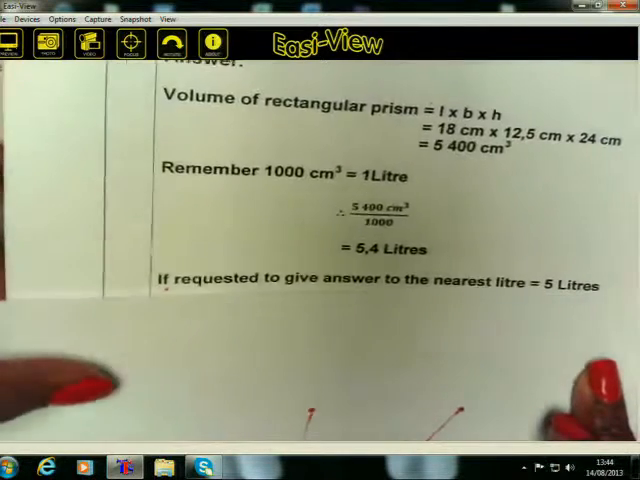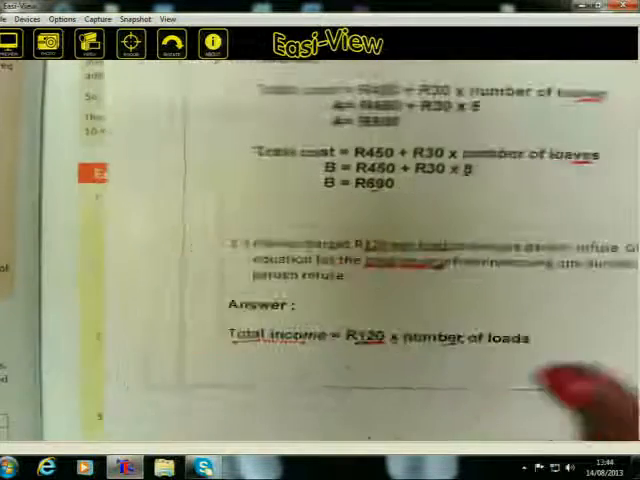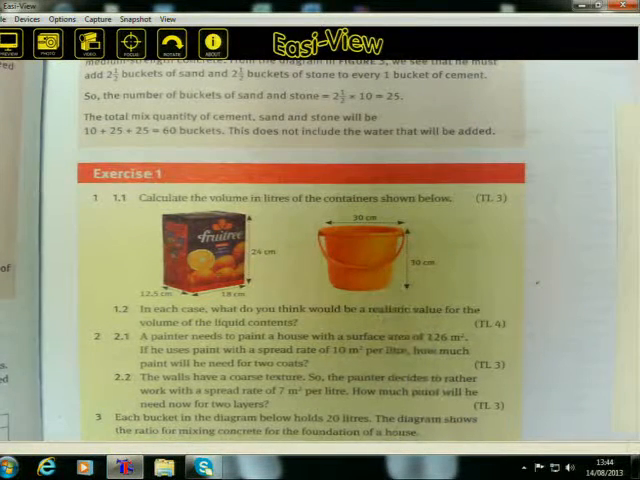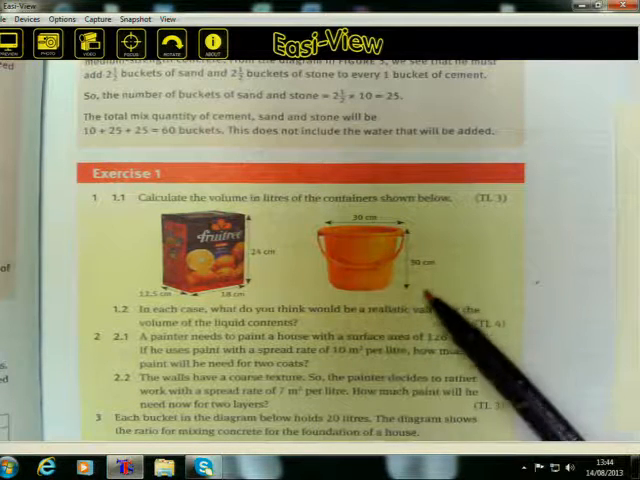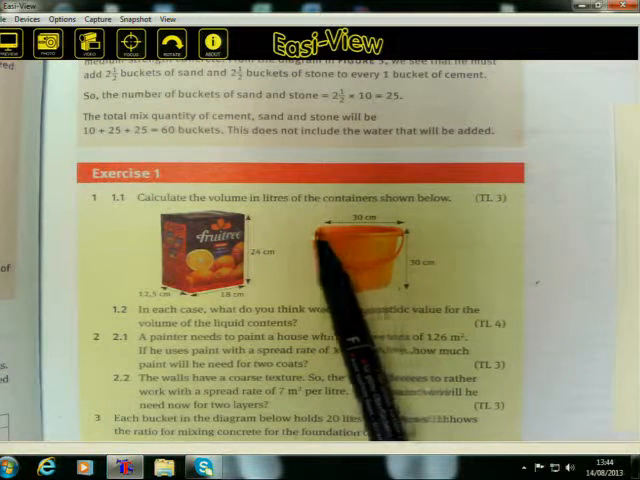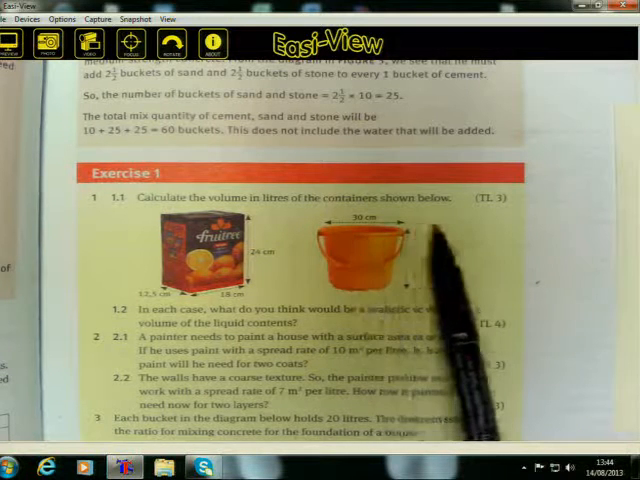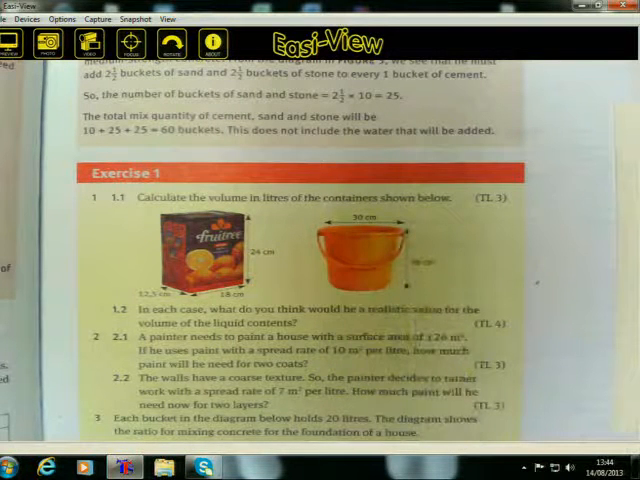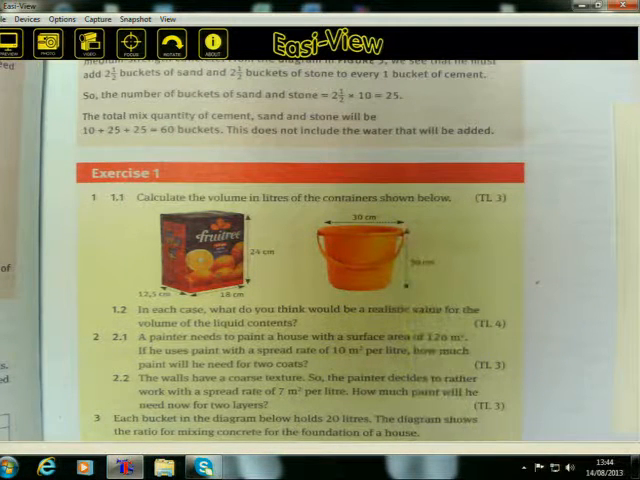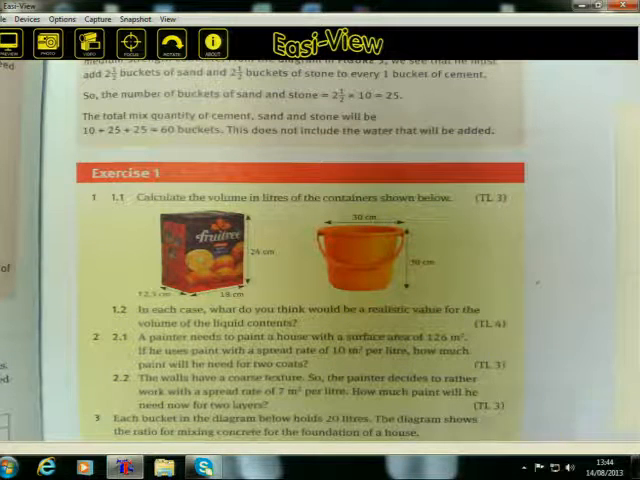Let me go back to the second container. Remember the second container, I said it's a cylinder. If you look at this cylinder, we are given the height as 30 centimeters. We are given the diameter as 30 centimeters as well. And again, the units are the same. All we need to do is to substitute into the formula.